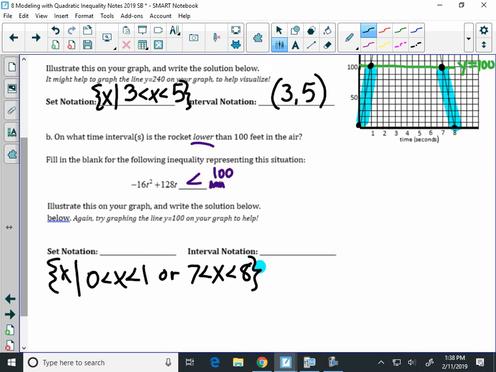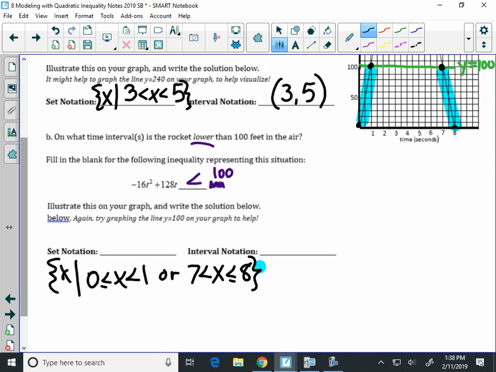Why are the 0 and 8 not included? I guess technically, you're right. You could put included there if you wanted to. I'm not going to worry too much about that. But yeah, you could include them because it is always under for 0.